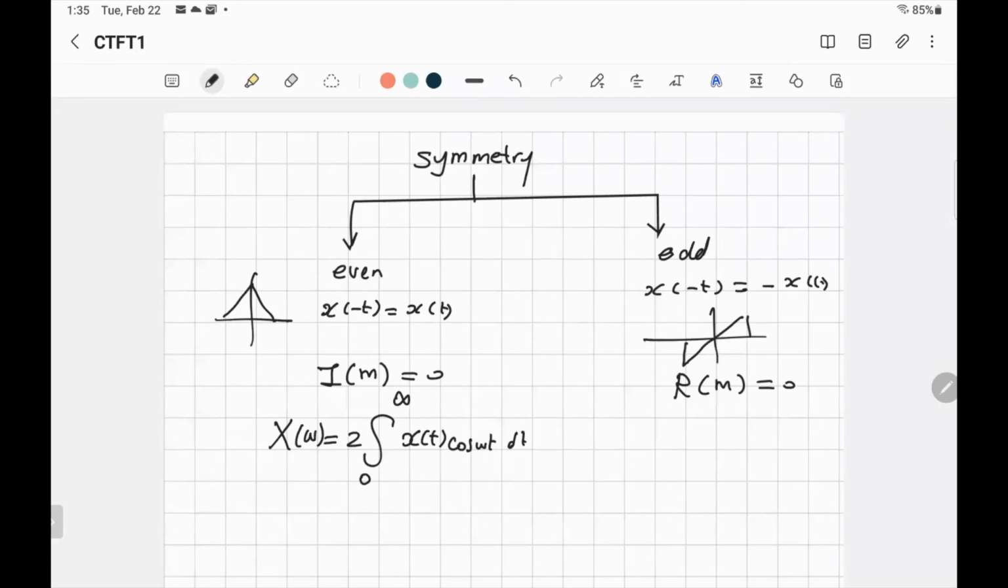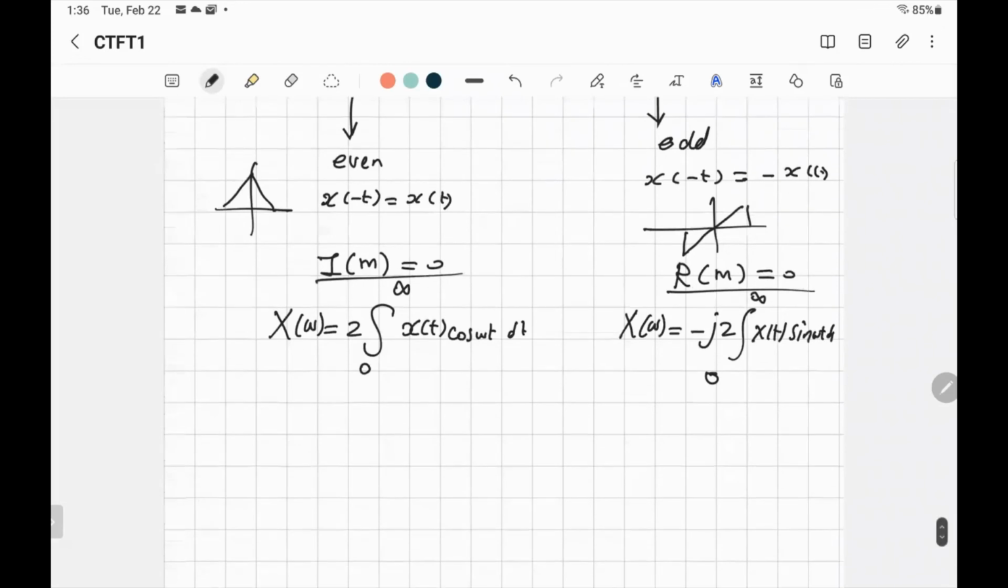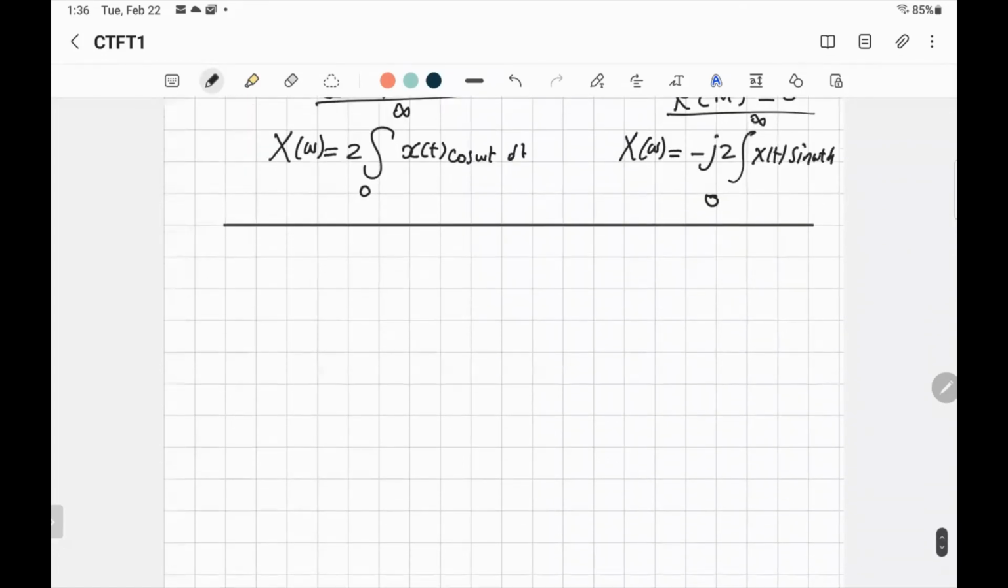And I will go and show you an example now. What about odd? For odd, the real part is equal to 0. Right? What about the function itself? It would be equal to double, minus j, imaginary, minus j2, the integration from 0 to infinity, x of t sine omega t. That's the difference. So we have one integration, and it's easy and simple. Okay. Let's have one example on the even, and we'll be done.